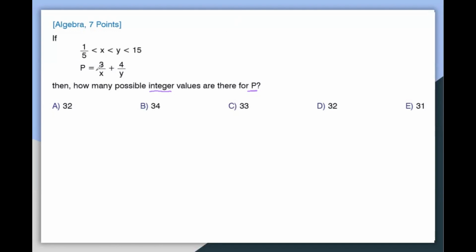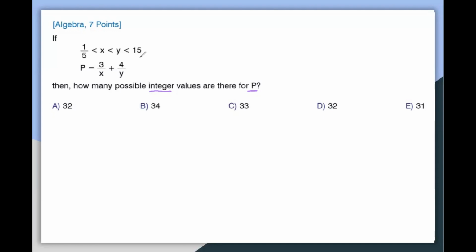If I want to get the smallest value of the sum, since we're going to divide 3 by a number and 4 by a number, then you want to choose x and y to be as large as possible. It says x and y should be less than 15, but let's try to find the optimal value.